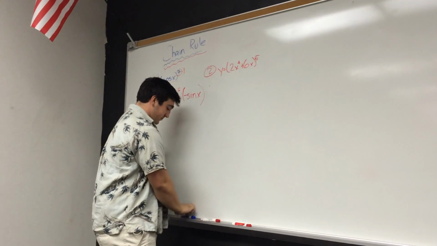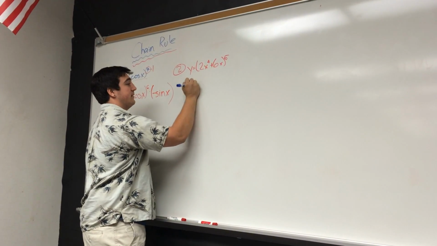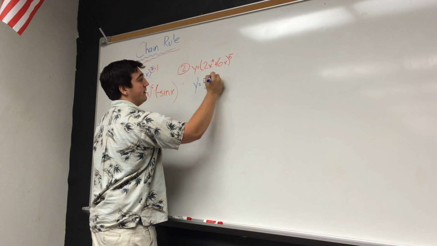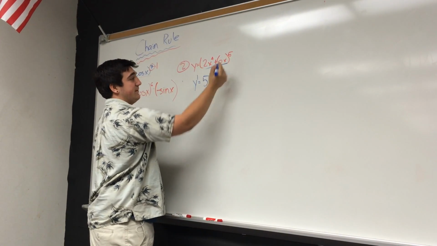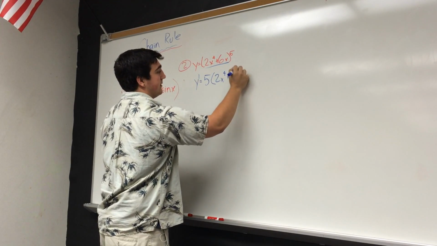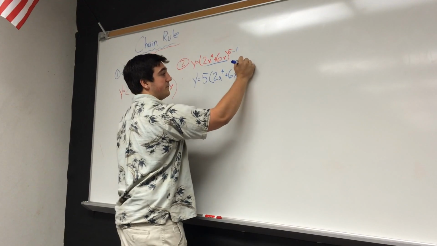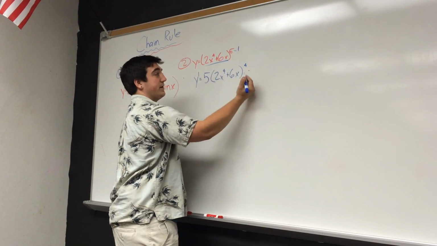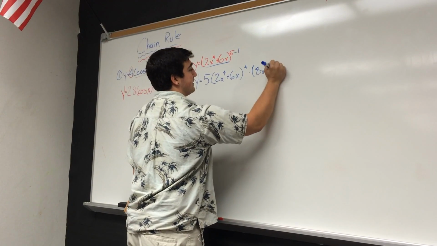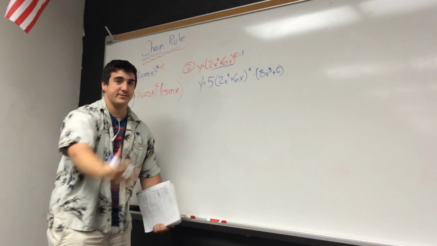And for this one, you would do the same thing. Y prime equals the constant, so 5, and then the same inside, 2x to the 4th plus 6x, and then minus 1, so to the 4th, times the derivative of what is inside. So that would be 8x to the 3rd plus 6. And those are your answers.